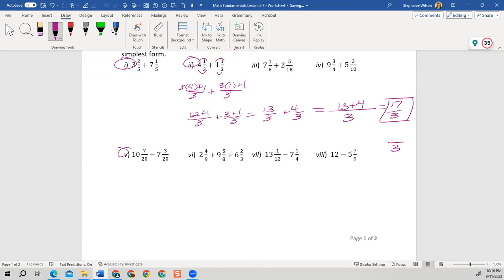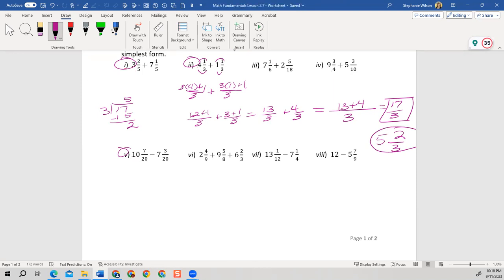Now we need to find the new whole number and the new numerator. So I'm going to take the numerator, put it inside the doghouse, the denominator on the outside. I ask myself, how many times would 3 go into 17? Well, 5 times, because 5 times 3 is 15. 17 minus 15 is 2. So my new whole number is 5, and my new numerator is 2. So that's mixed number form.